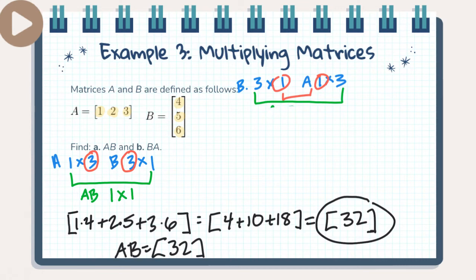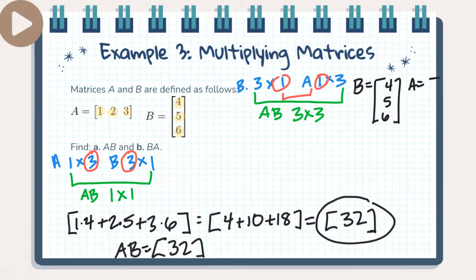Oh, I wrote it wrong. I was supposed to put B and A next to each other. BA is going to be of order 3 by 3. So I am going to make sure that when I multiply these, I'm going to start off with B first, and then multiply that by A. Oops, I wrote A incorrectly. I don't have enough room there, do I?